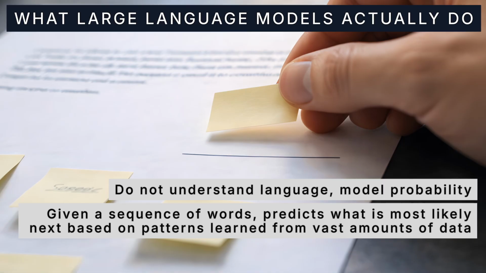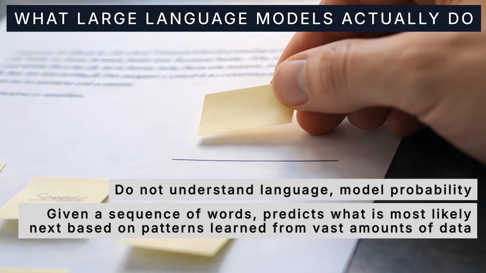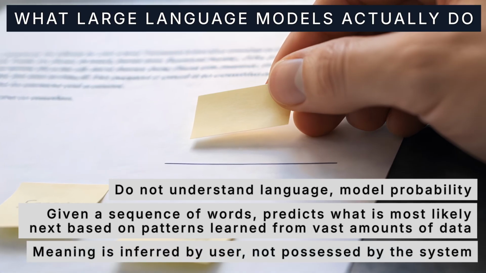The model does not know facts. It recognizes relationships between symbols. Meaning is inferred by the user, not possessed by the system.